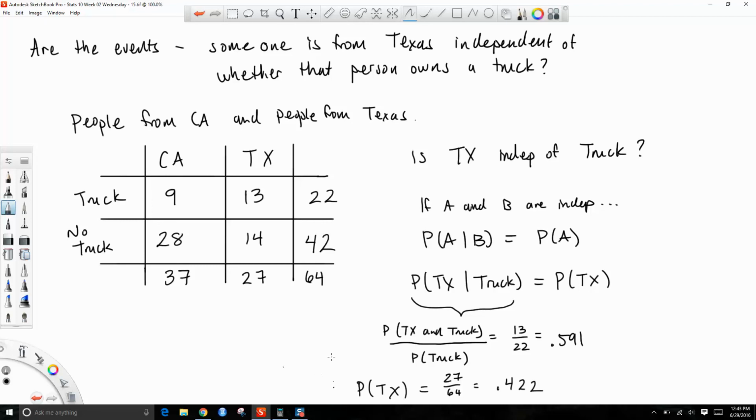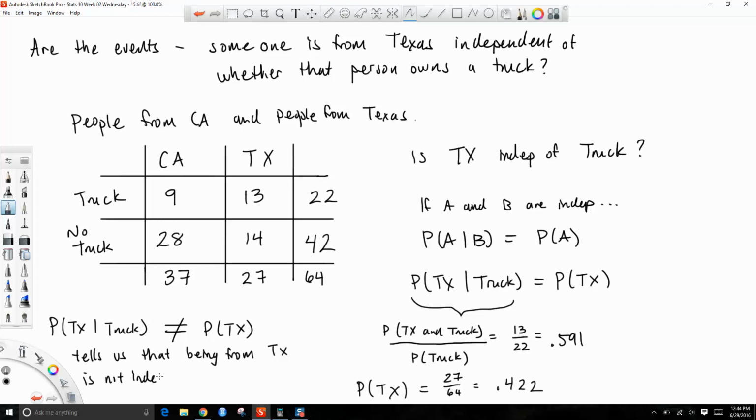And so because these things are not equal, the probability of Texas given truck does not equal the probability of Texas, this tells us that being from Texas is not independent of truck ownership. All right. Does that make sense? Okay.